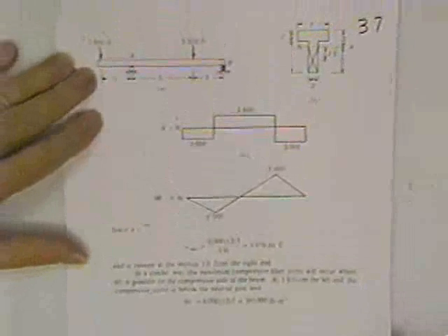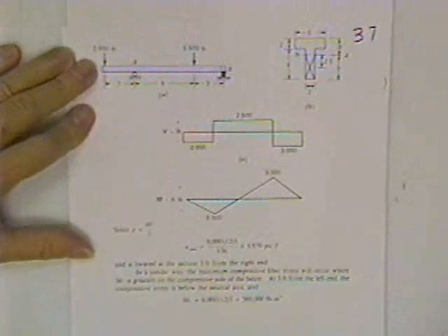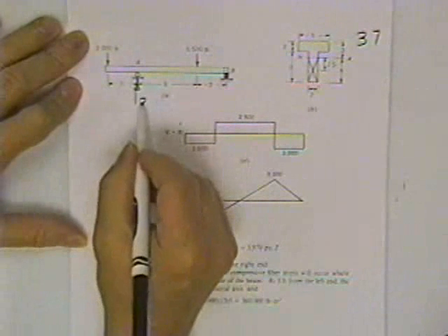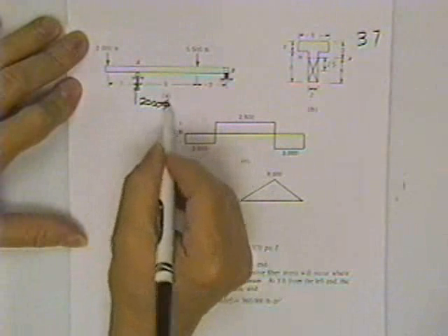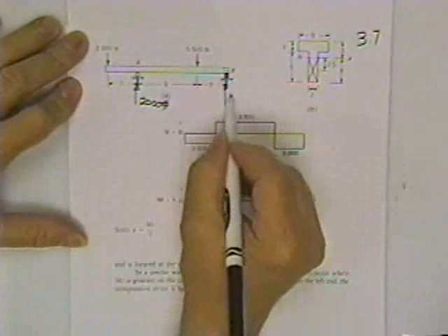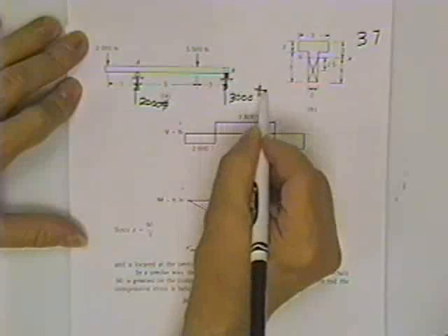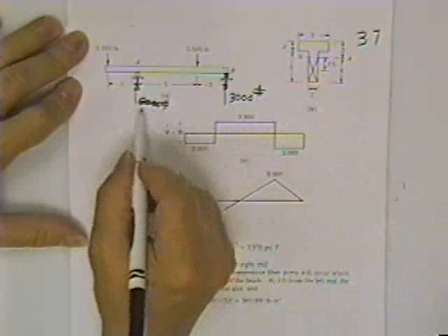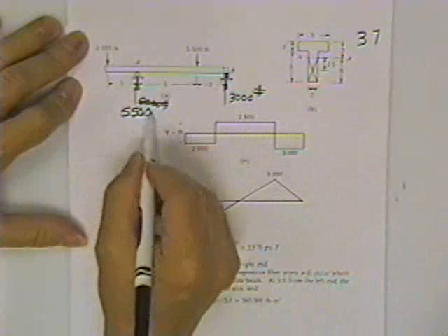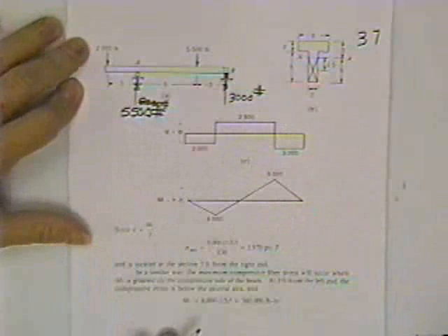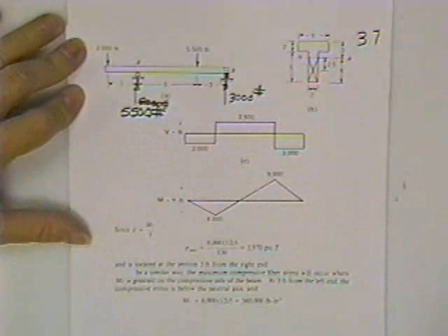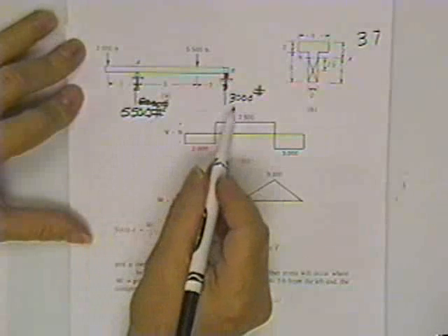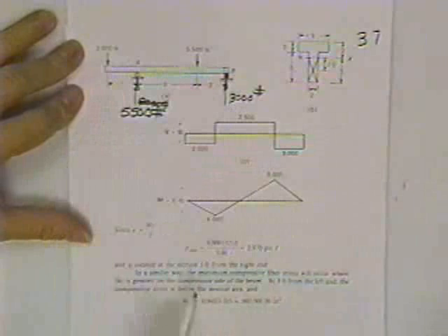Alright, now let's put all this together. Here I have a beam that has a reaction on it of 2,000 pounds, and a reaction on this end of 3,000 pounds. Whoops, that's wrong. That's 3,000. This is 5,500 here. And I'm just stealing that. I'm cheating from the shear diagram, because we know how to get reactions. This 5,500 pound reaction and 3,000 pound reaction support these two loads.